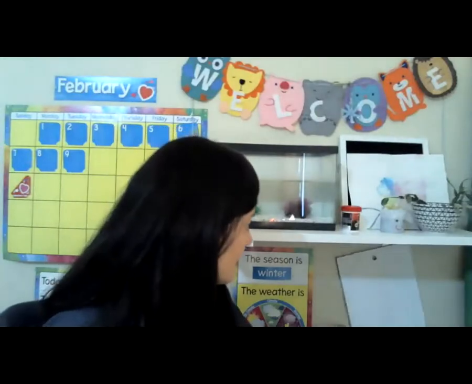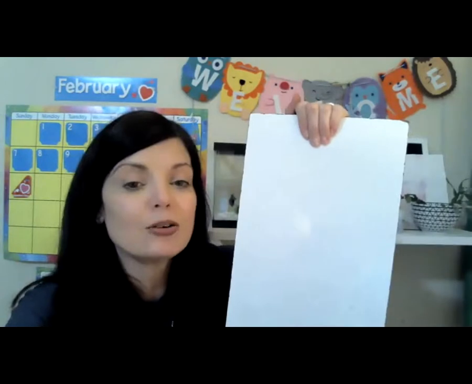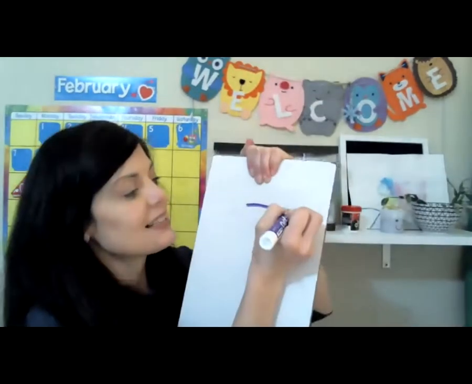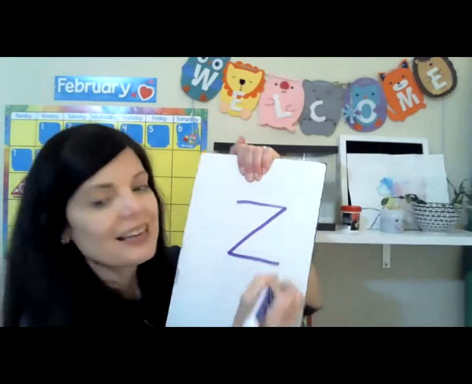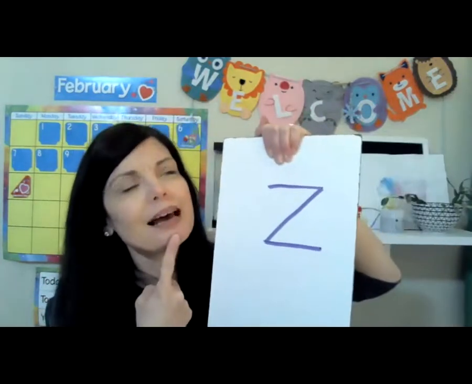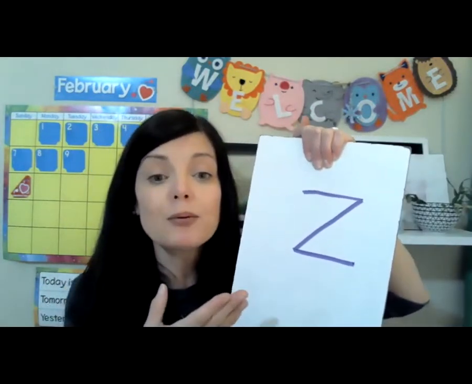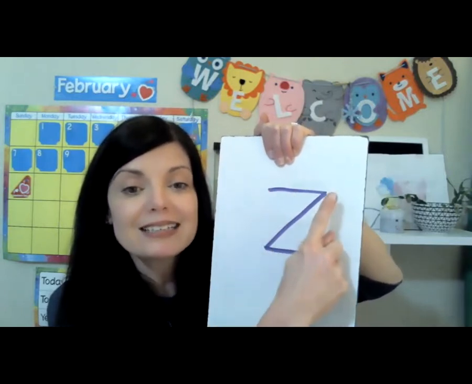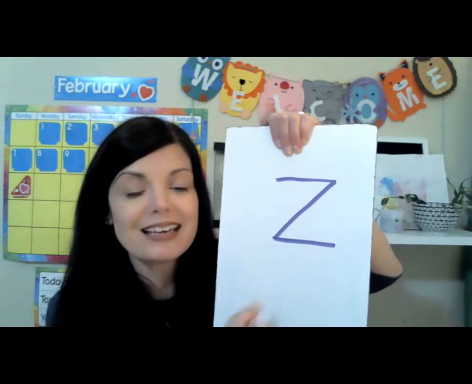Now let's try to write the letter Z. To write letter Z, you're just going to make a line that goes straight out like this. And then you're going to slide down to the bottom. And then you're going to make another line that goes out the other way. When I write the letters, I like to say something that helps me remember how to write them. So for letter Z, I like to say zig, zag, zig.